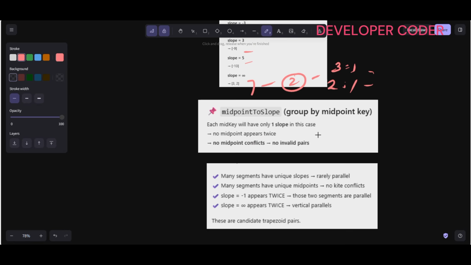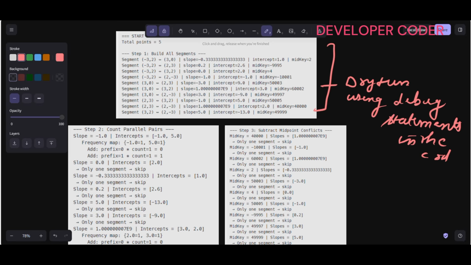Now here, midpoint to slope I will also calculate, grouped by midpoint key. Each mid key will have only one slope in the above example, so no midpoint appears twice. So no midpoint conflicts means no invalid pairs, right? So here if you see, count parallel pairs, I'm counting like this. So the frequency map I'm operating like this.